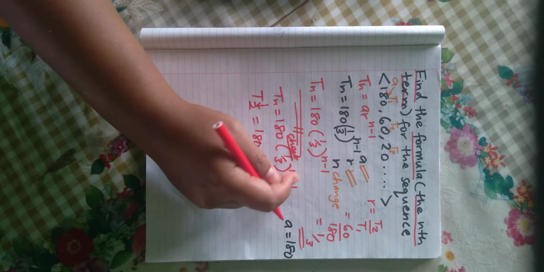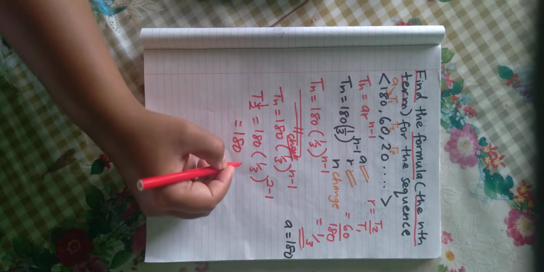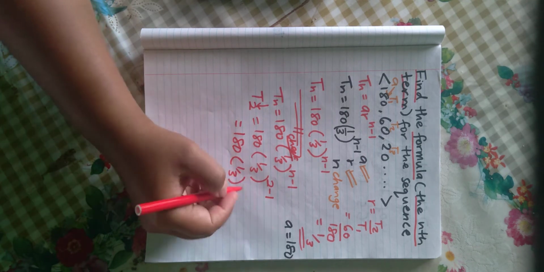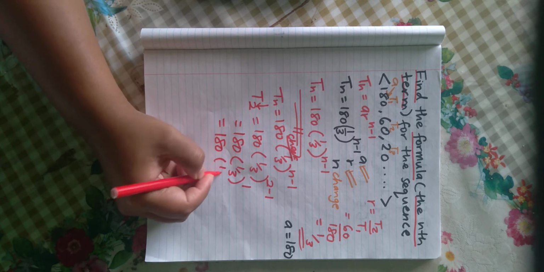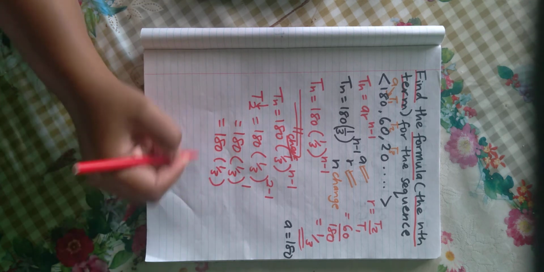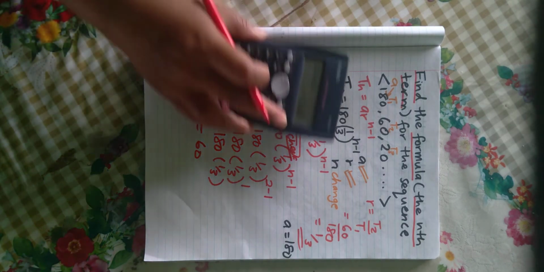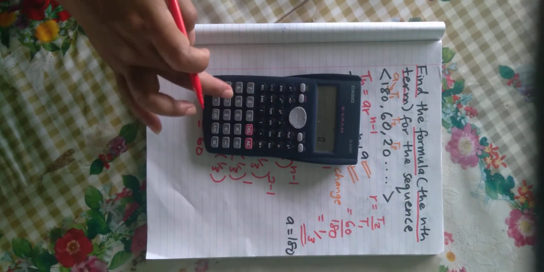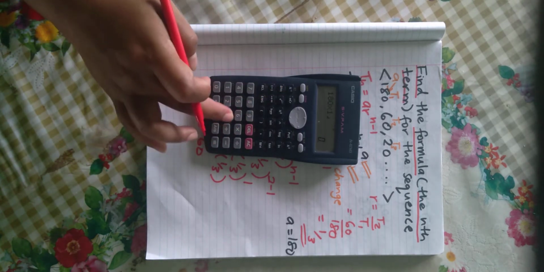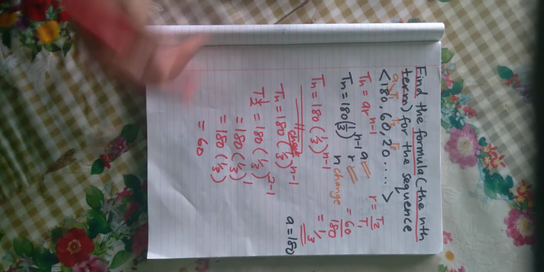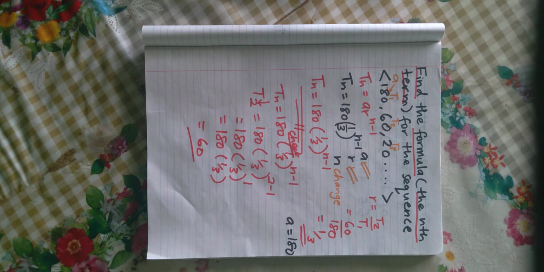In place of n on the right hand side, 2 will go there. 2 minus 1 is 1, so 180 times 1/3 raised to the power of 1. 1/3 to the power of 1 remains 1/3. By BODMAS rule, exponent first, then you multiply these two. So 180 times 1/3 will give us 60. You can see 60 is our T2 there. So our formula is correct.